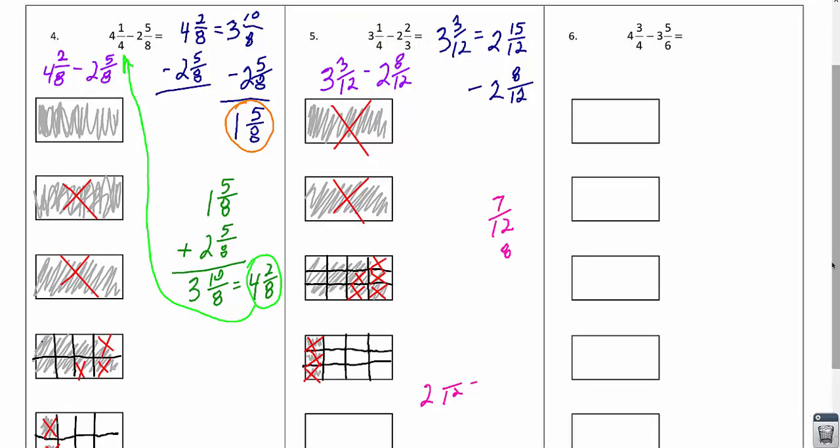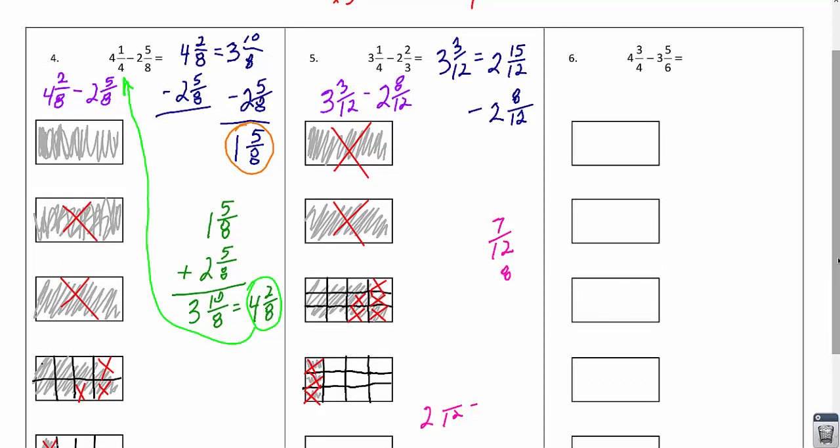Okay, let's take a look at number 6. In number 6, the first thing we need is common denominators. We can look here and see that we've got 4 and 6. Those are going to be 12ths. So this is going to be something in 12ths, and this is going to be something in 12ths.